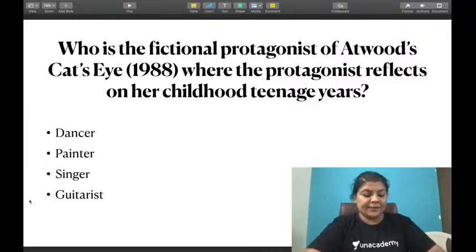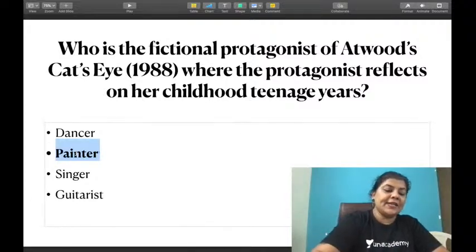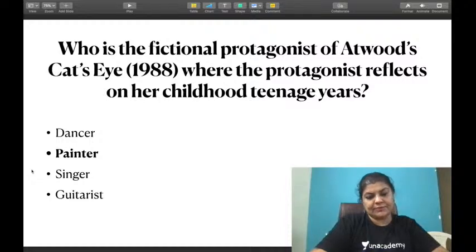Who is the fictional protagonist of Atwood's Cat's Eye, where the protagonist reflects on her childhood and teenage years? In Cat's Eye, who is the fictional protagonist? What does she work as? Elaine Risley, that is her name. She is a painter.